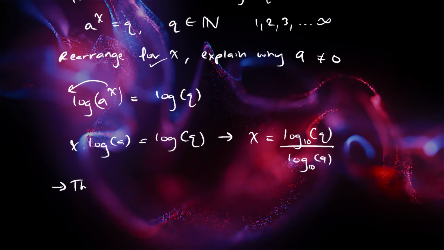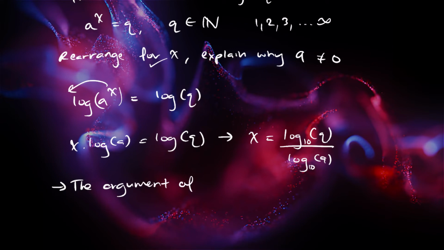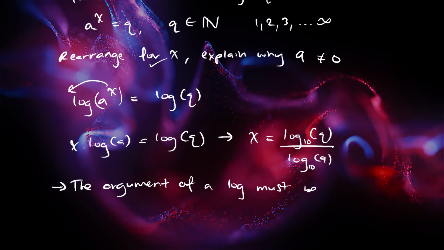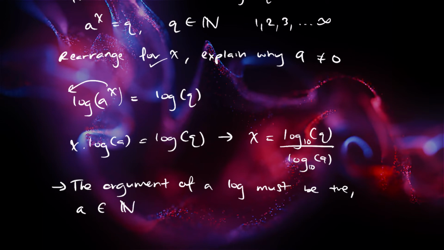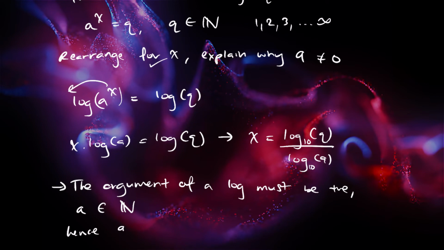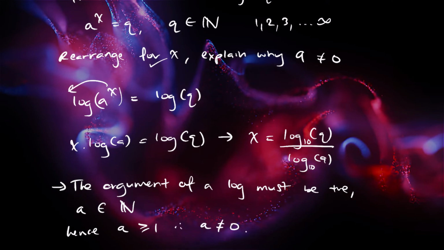Let's write that down. The argument of a log must be positive. In other words, a must belong to the natural numbers too, right? Because a must be a positive number. And so what that means is that a must be greater than or equal to 1, and therefore a cannot be equal to 0. So that is our second part here.